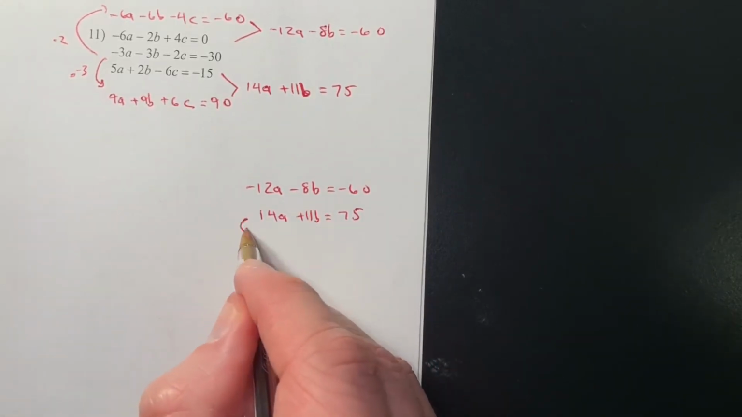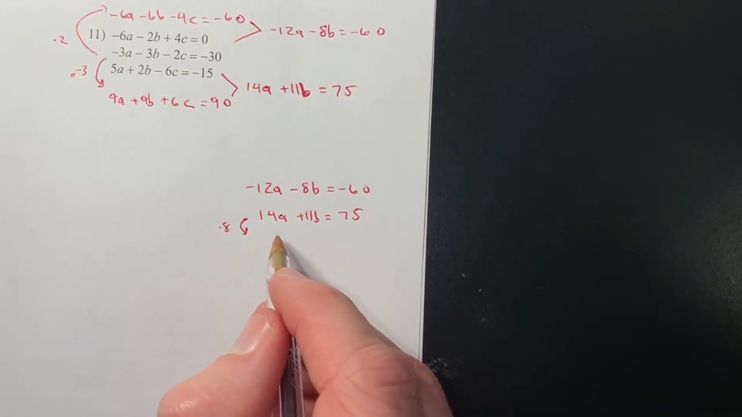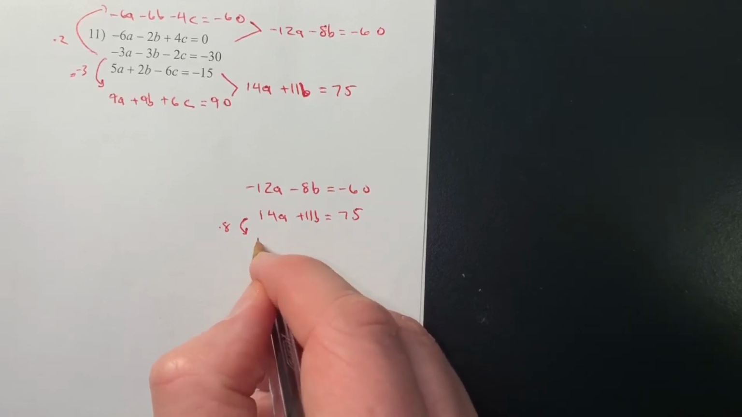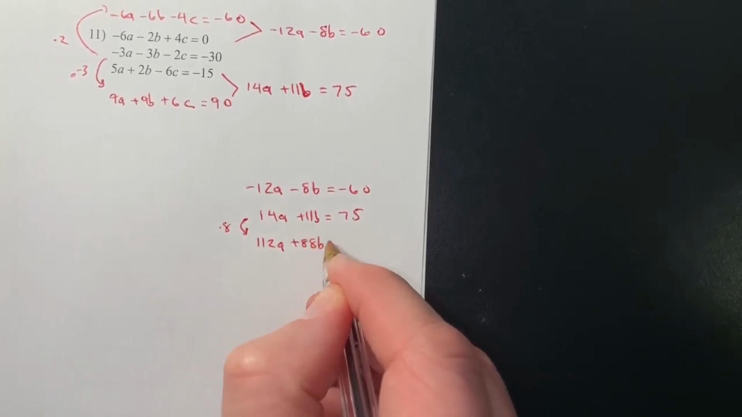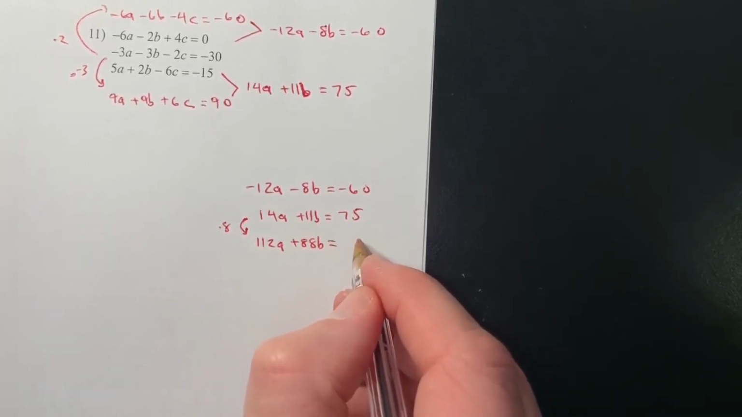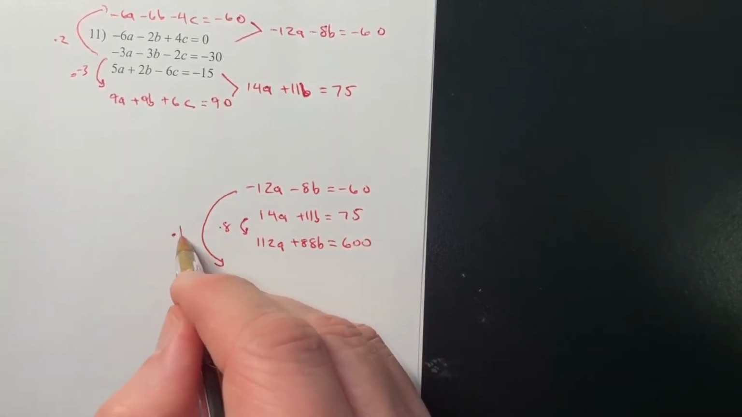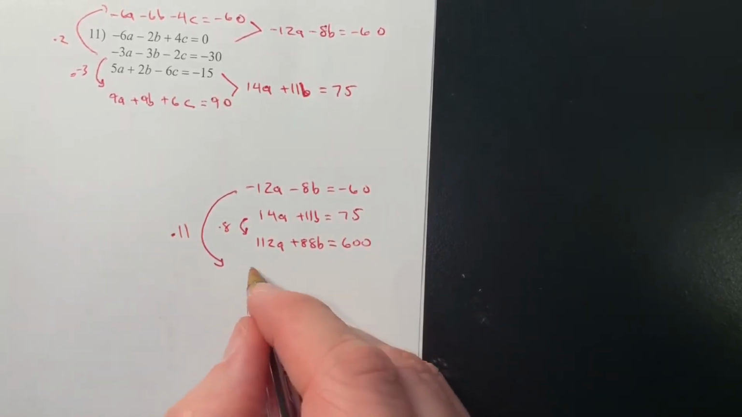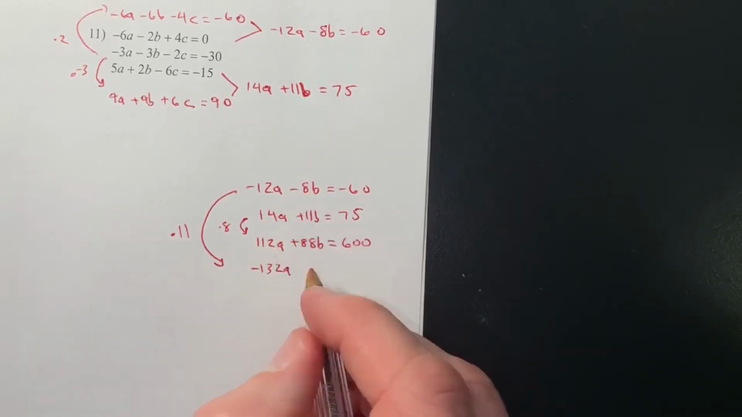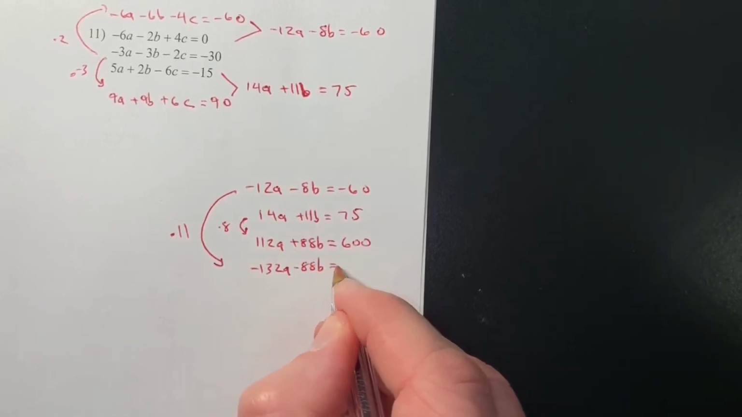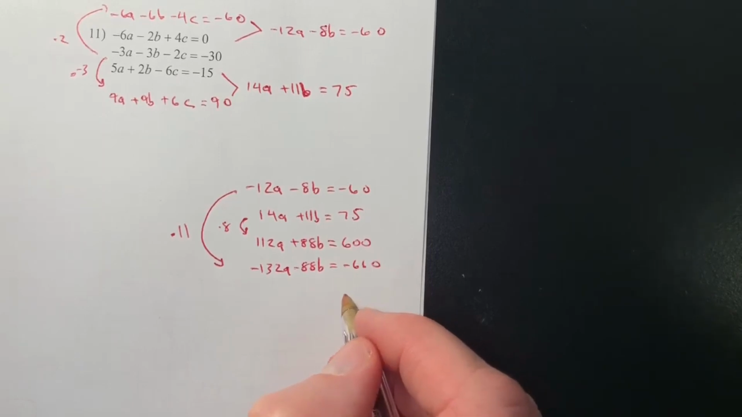So I'm going to multiply this bottom one here by 8. So I've got 14 times 8, that's 112. So 112a plus 88b. And then 8 times 75 is 600. And I'll multiply this one by 11. Negative 12 times 11 is negative 132a. Negative 8 times 11, negative 88b. And 11 times negative 60 is negative 660.